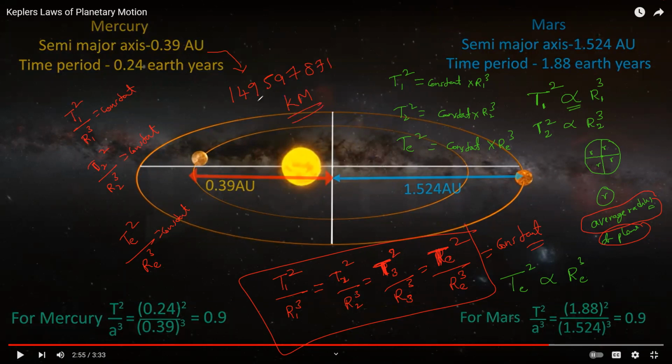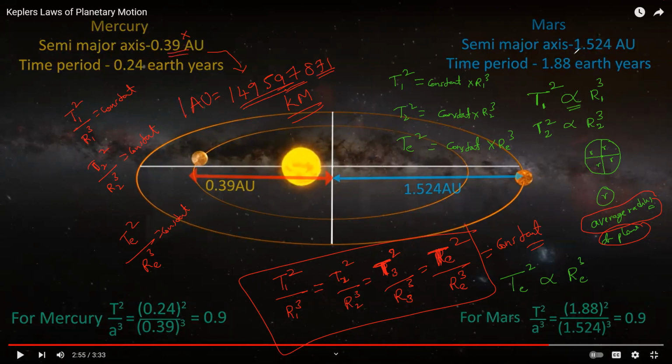Sir, can you repeat it? One AU. 1 AU is equal to 149597871. Now 0.39 AU means 0.39 into this value, you have to multiply it. So you will get the value.